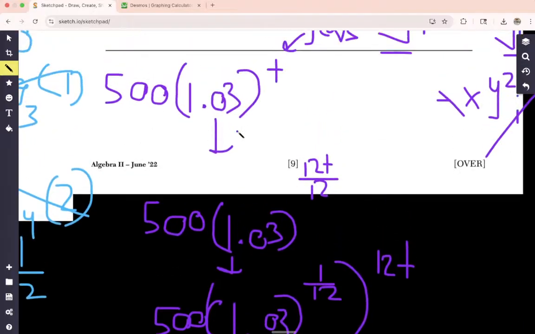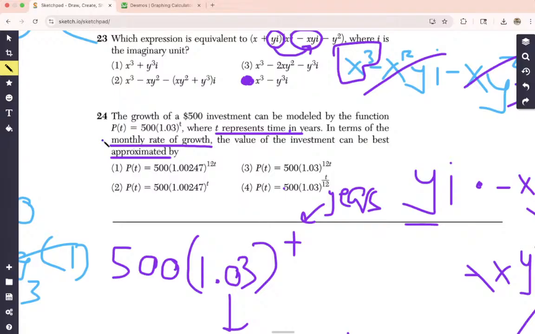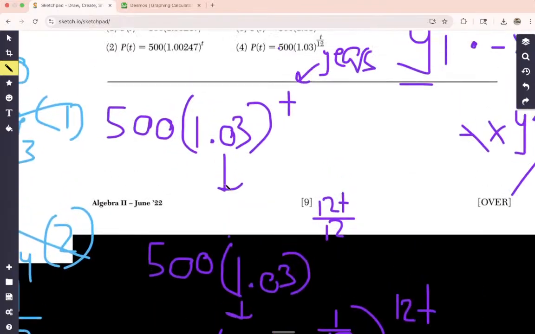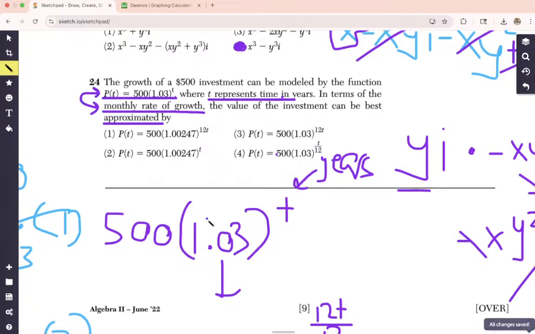Oh, okay. So right, the thing about problem 24 is that they're trying to look for the monthly growth rate, right? But the problem is that we still have to make our equations equal, right? This is the yearly growth rate, and we want to find out the monthly growth rate. But for the monthly growth rate, we have to make the equations equal to each other, right? We want to make sure that everything is equal to each other.